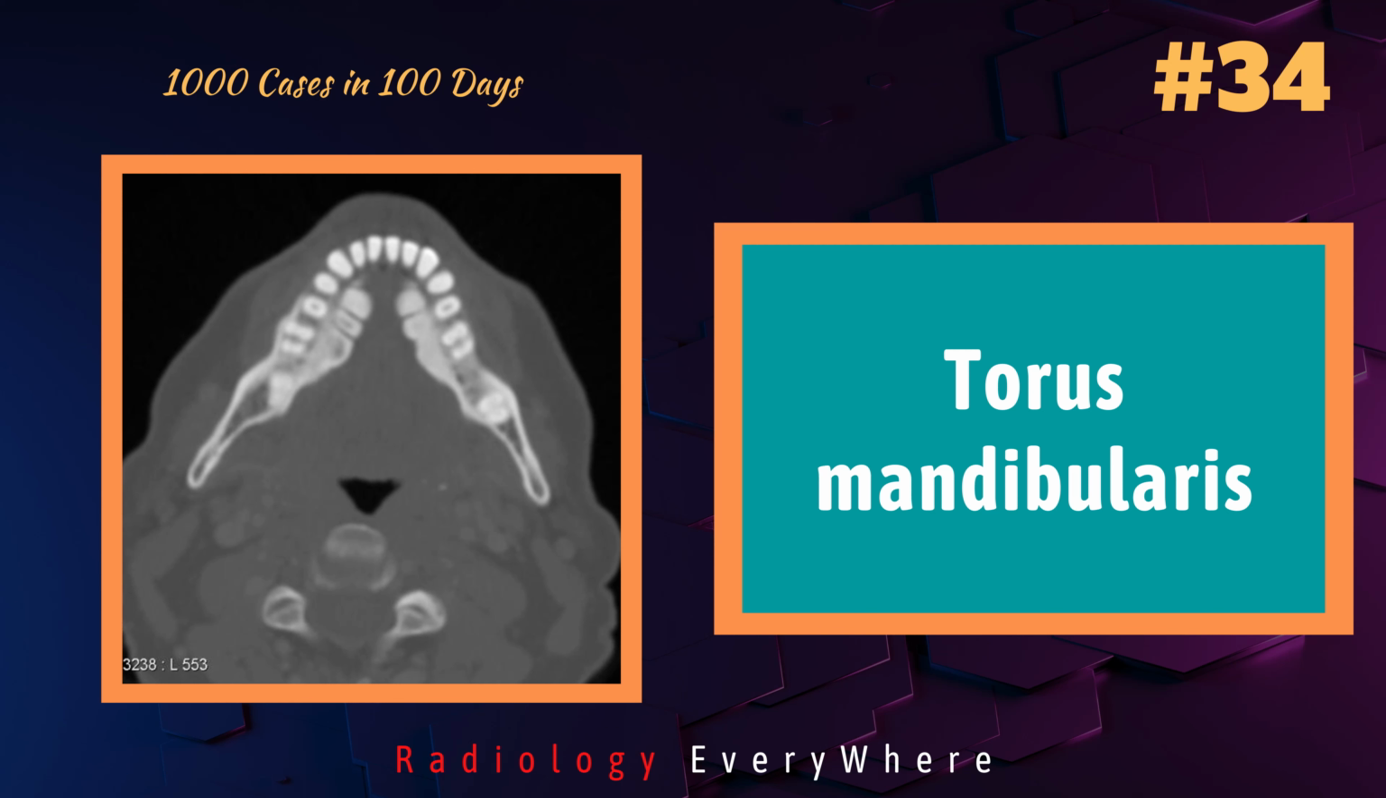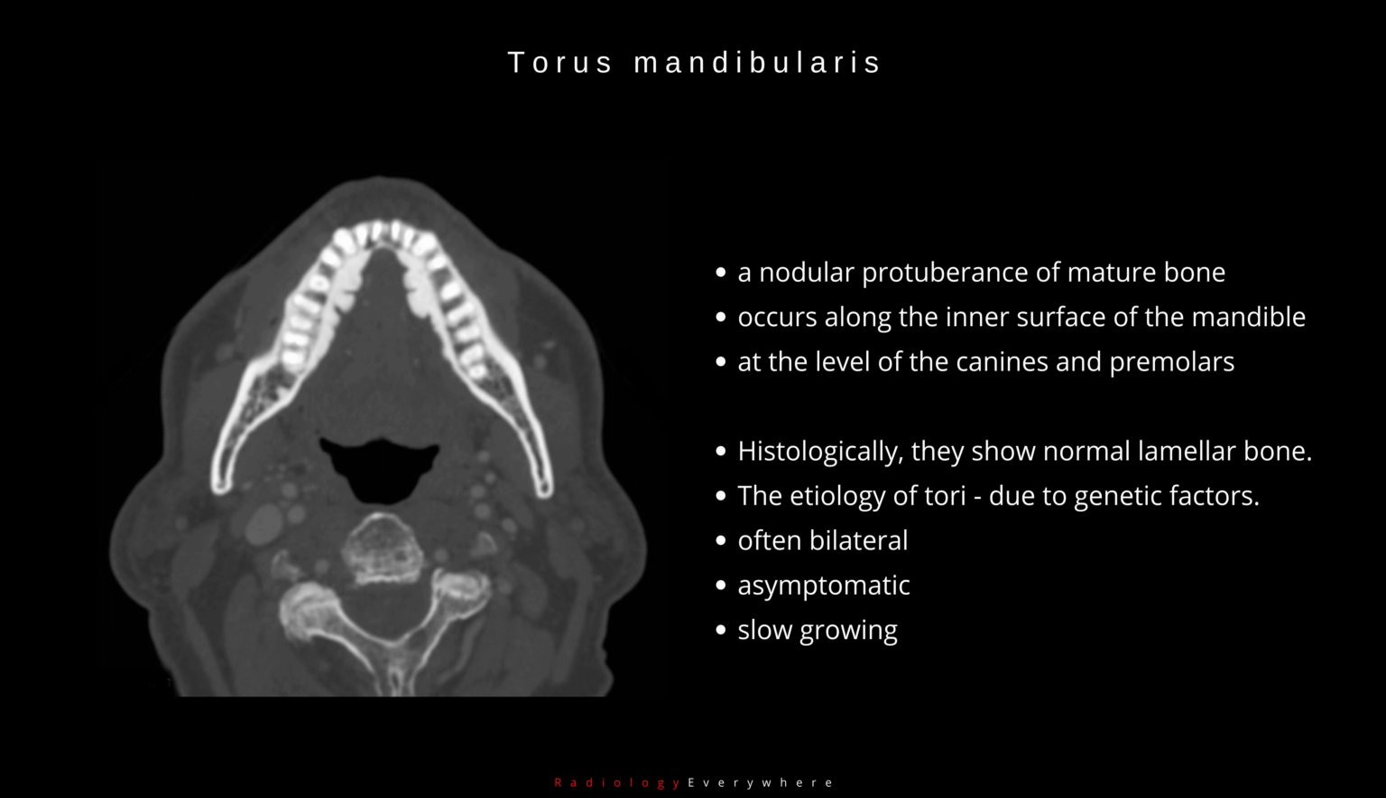In this video, we discuss Torus Mandibularis. Torus Mandibularis is a nodular protuberance of mature bone that occurs along the inner surface of the mandible at the level of the canines and premolars. Histologically, they show normal lamellar bone.